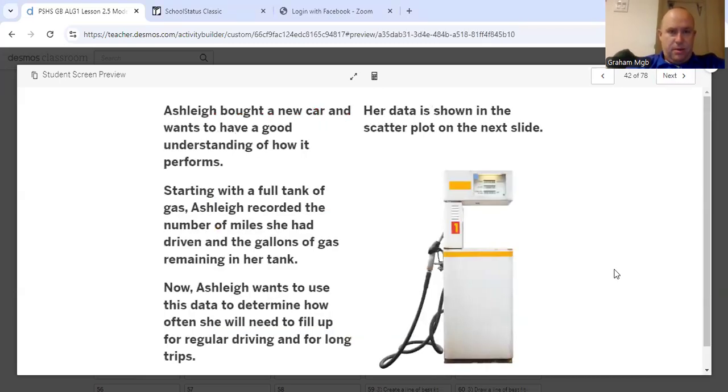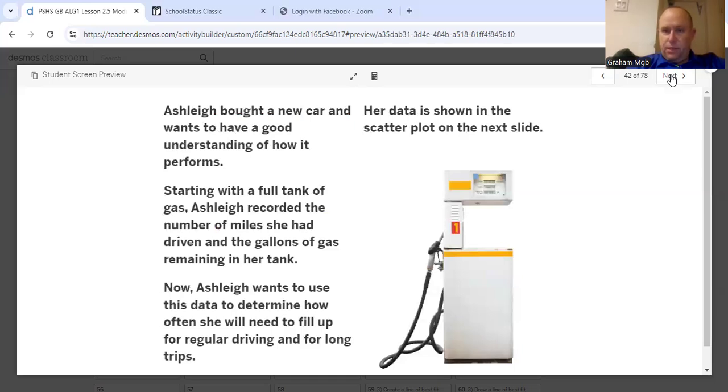So Ashley bought a new car and wants to have a good understanding of how it performs. Starting with a full tank of gas, Ashley recorded the number of miles she had driven and the gallons of gas remaining in her tank. Now, Ashley wants to use this data to determine how often she will need to fill up for regular driving and for long trips. The data is shown in the scatter plot on the next slide.